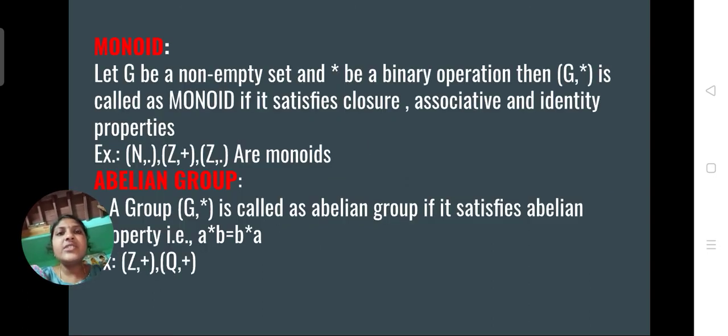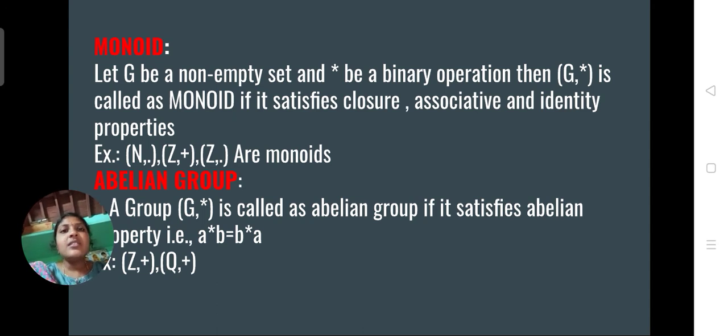And the next, third one, is monoid. For that, we take any non-empty set, let G be a non-empty set and star be a binary operation. Then G comma star is called a monoid if it satisfies closure, associative and identity properties.